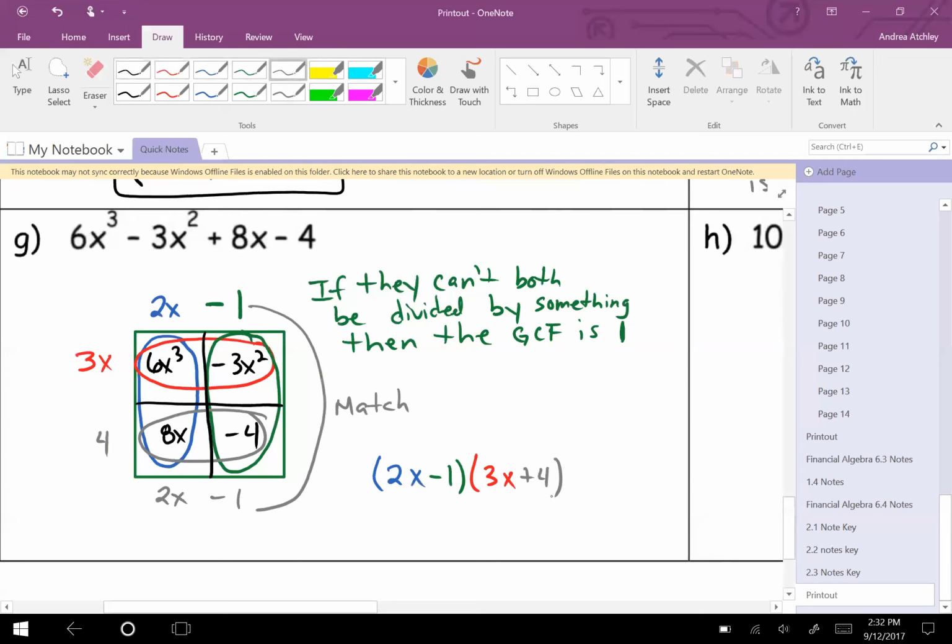Yes? So it wouldn't be 2x squared? No, because the smallest exponent here is the x. If this was an x squared, then I could pull out an x squared, but it's not. We're good? Okay, in your pairs, do the next one.